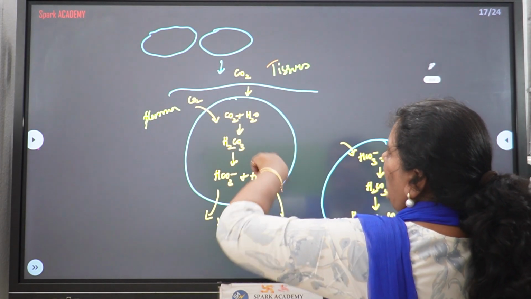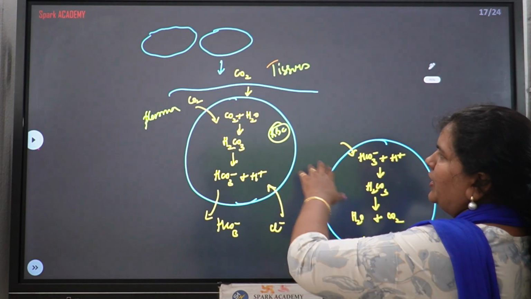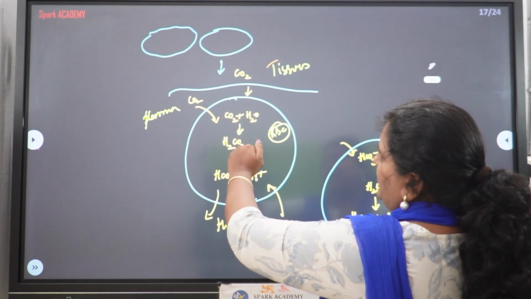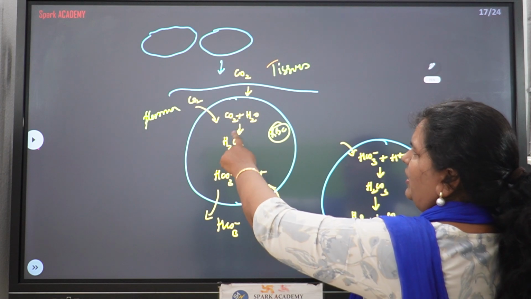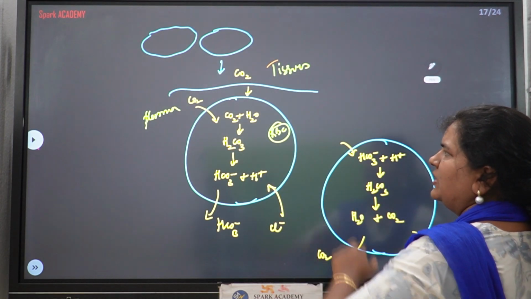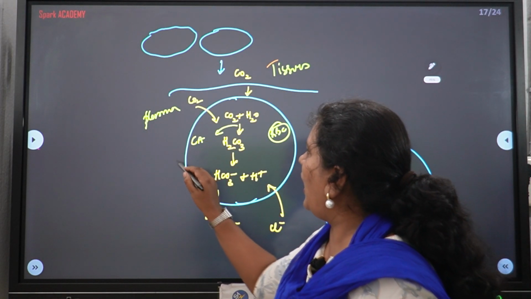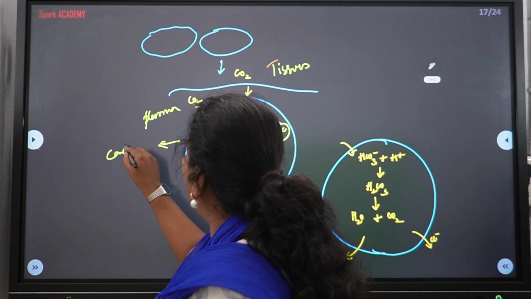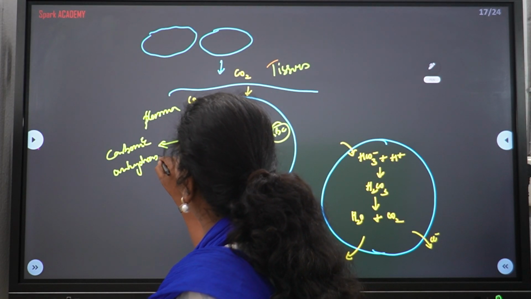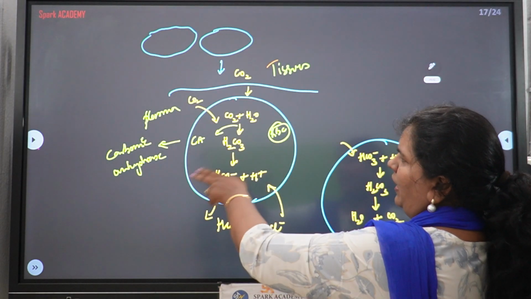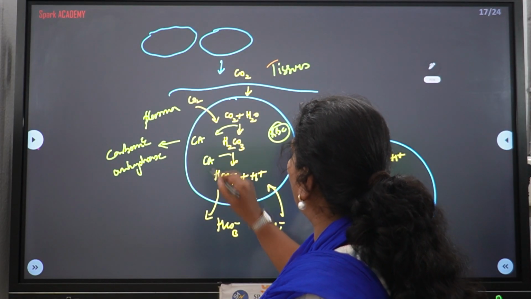Carbon dioxide quickly enters the RBC cell. This is the RBC cell. Now what happens here? Inside the RBC, carbon dioxide binds to water. There is water inside the RBC. It binds to water and forms carbonic acid, H2CO3, with the help of an enzyme, carbonic anhydrase. Please remember this enzyme, carbonic anhydrase. Carbonic anhydrase helps in this reaction, and also in this reaction we have carbonic anhydrase.